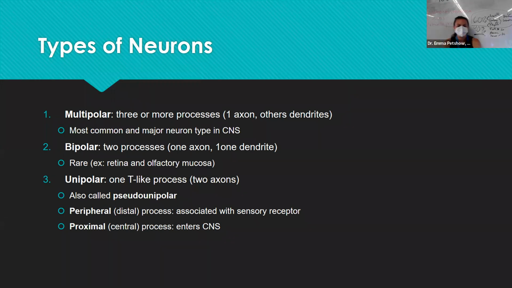Our unipolar neurons are seen both in the peripheral distal processes and the proximal central processes. Peripherally, distally, we'll see these associated with sensory receptors, right? We're going to have input coming in from over here. It's going to access this neuron and it's going to come out the other side.